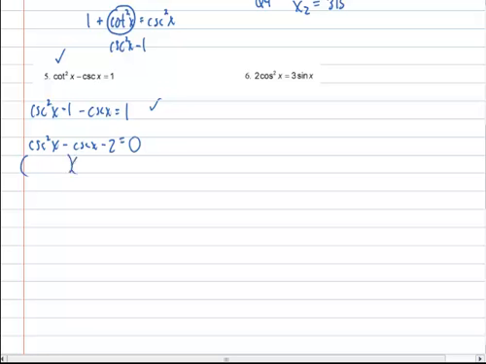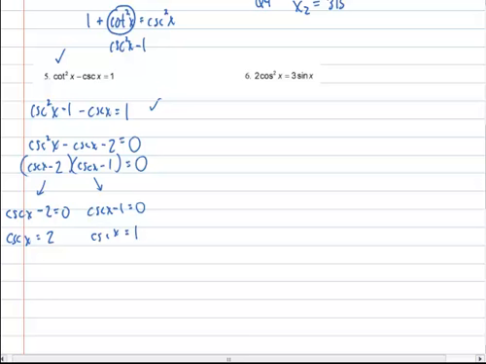This is pretty easy to factor. You have cosecant of x minus 2 and cosecant of x plus 1. Each individual term gets turned into, we solve for 0, so cosecant of x minus 2 equals 0. Cosecant of x plus 1 equals 0. Now we solve: cosecant of x equals 2. Cosecant of x equals negative 1.